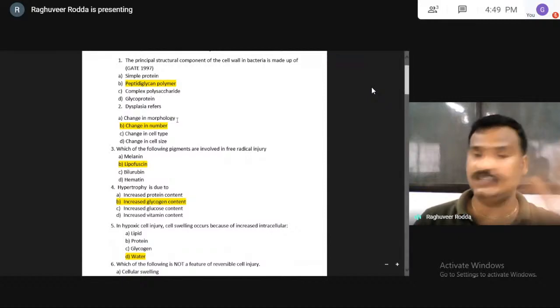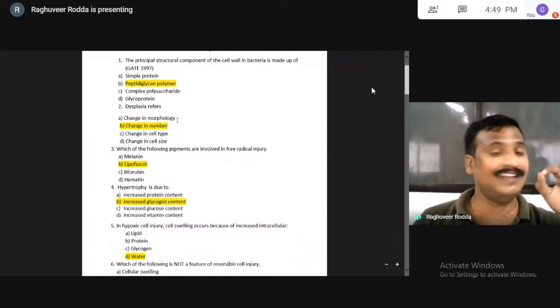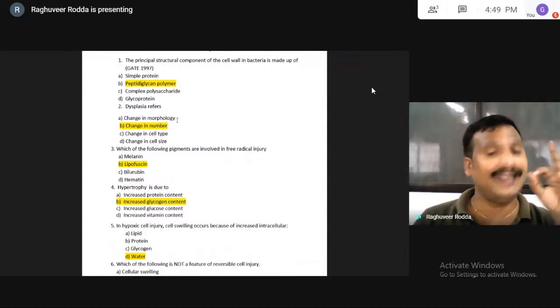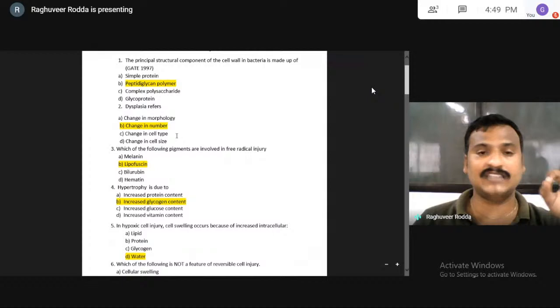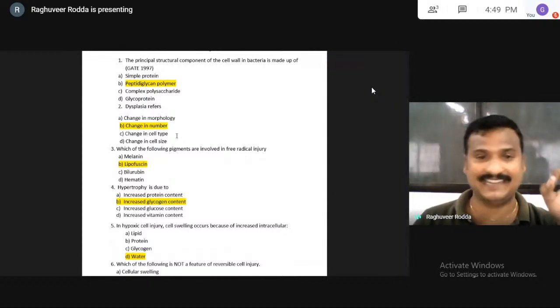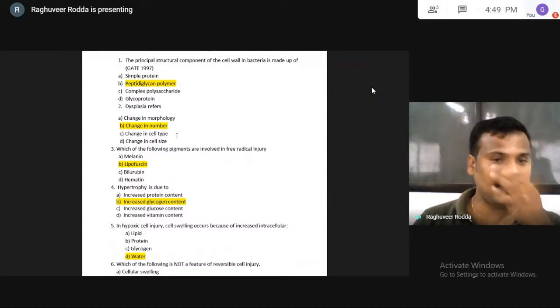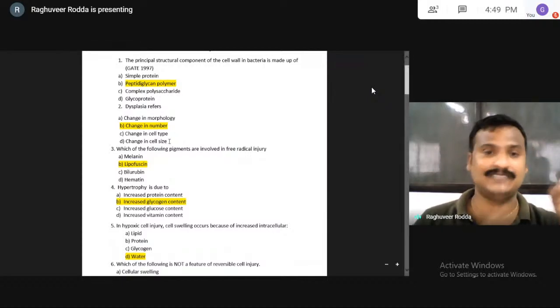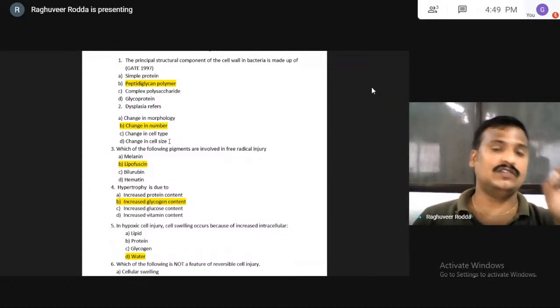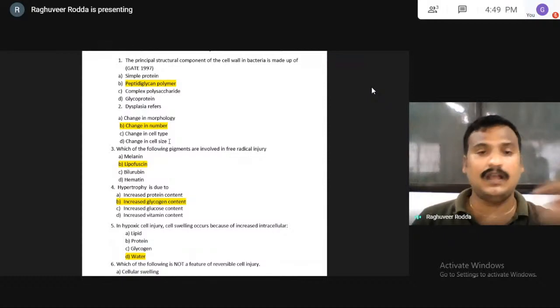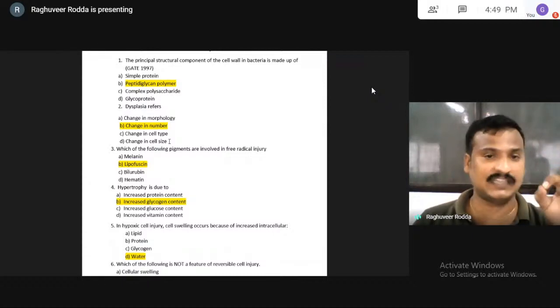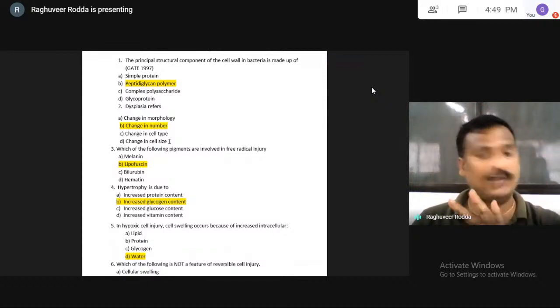So change in the morphology, no. Cells have their indigenous structure. And change in the cell type, no. If it is a change in the cell type, it is metaplasia. Change in cell size is hypertrophy or atrophy. Whether the cell size is shrinking or increasing, a change in cell size may be atrophy or hypertrophy.